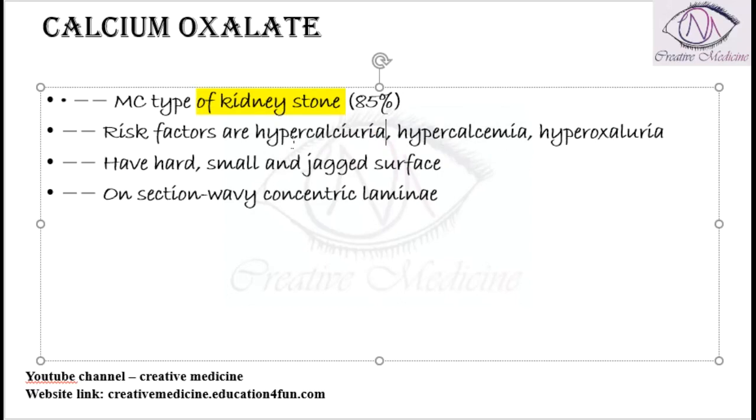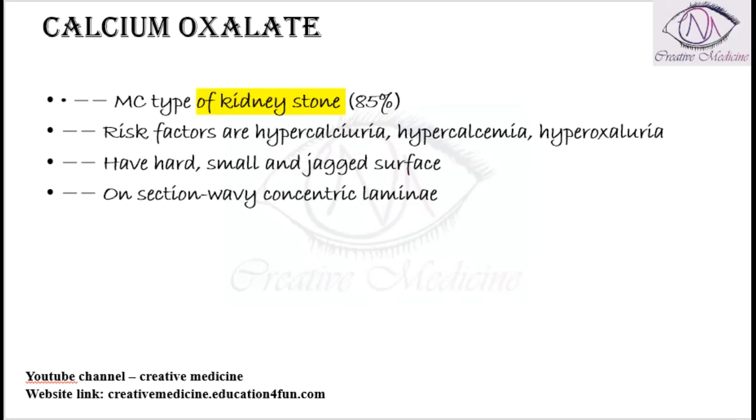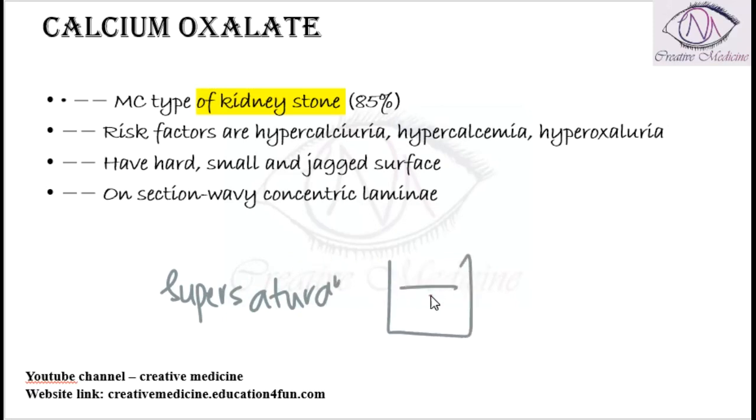If there is increased calcium in the urine or increased calcium in the blood, or increased oxalate in the blood, obviously, because the first step of stone formation is supersaturation. In order to have supersaturation of a substance, we need to have excess of that substance in the blood and also in the urine. So hypercalciuria, increased calcium in the urine, and increased oxalate in the urine will predispose to calcium oxalate stones.